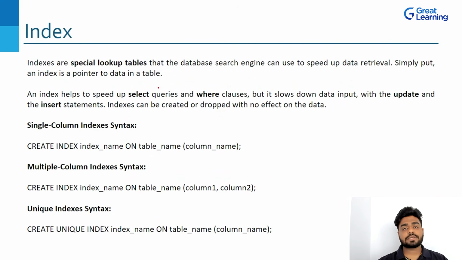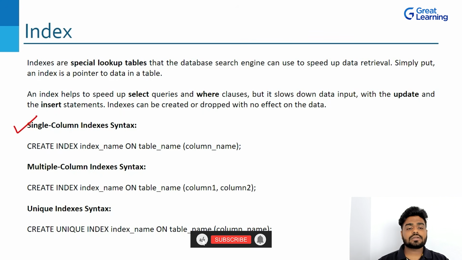Indexes are a special lookup table that a database search engine can use to speed up data retrieval. Now, what are these? These are basically kind of a table which is used to actually make your task easier because search engine can find these indexes very soon. Single column index syntax, multiple column index syntax and unique index syntax.